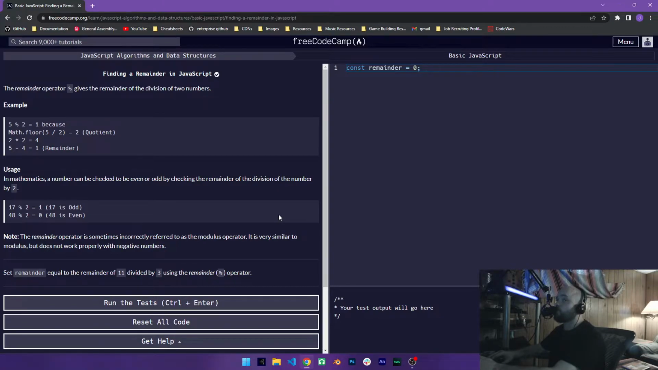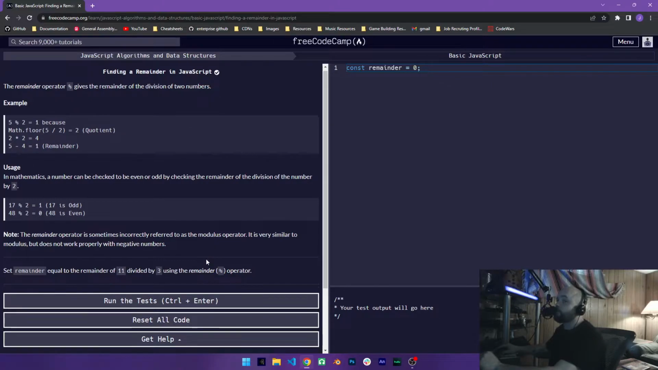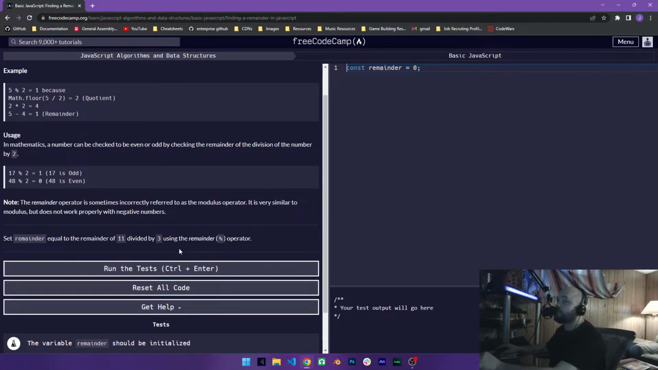Okay, now this is called the remainder operator. The remainder operator gives the remainder of the division of two numbers. So that whole process is already finished for you. We need to set remainder equal to the remainder of 11 divided by 3 using the remainder operator. So set remainder, that's remainder right there, equal to the remainder of 11 divided by 3.